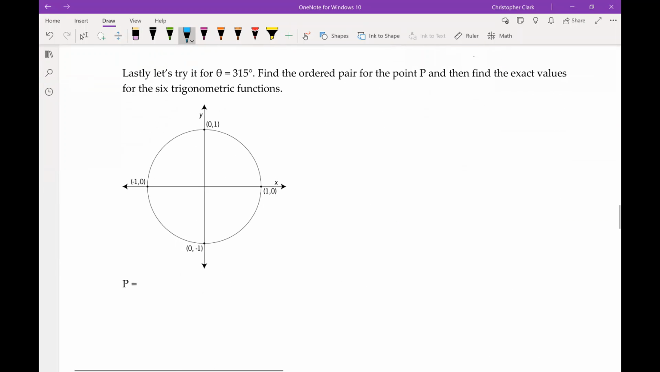So let's try another one, 315. Well, what do we know that looks kind of like 315? Well, I know that if I go 180 and then 90, this gives me 270. Actually, I'm going to write this out here. So I've gone 270, and then 270 plus 45, this angle right here is going to be 45, will give me 315.